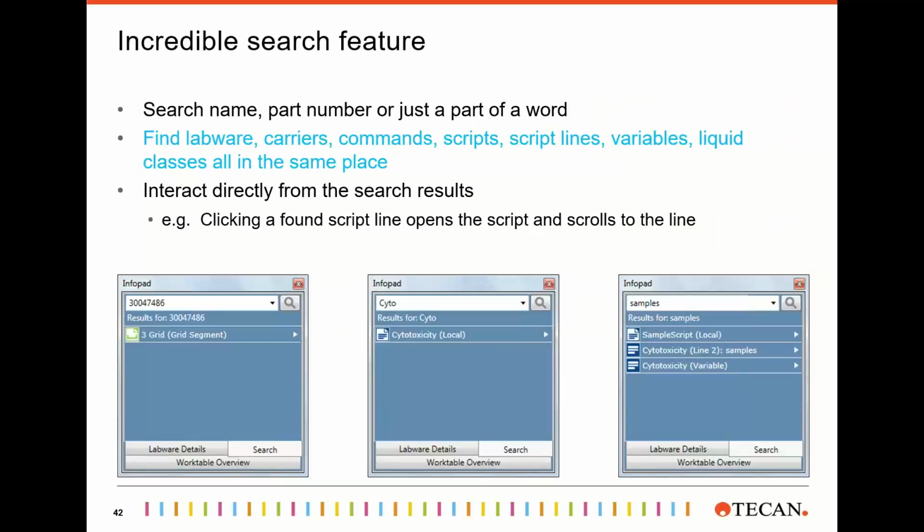There's also a really nice search function in Fluent Control in the info pad. You can search for part numbers. You can also just search for certain words, and it will return anything that matches that word that you gave in. So it might be a script line, it might be the name of a script, it might be the name of a carrier. So you can really, really easily find what you need, and then also directly use it from that results list in the info pad. So really, if you're looking for this particular script, you can drag it out of here into the work table, and then it will open.